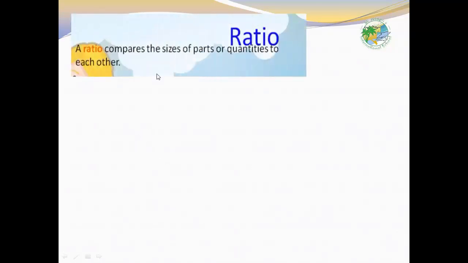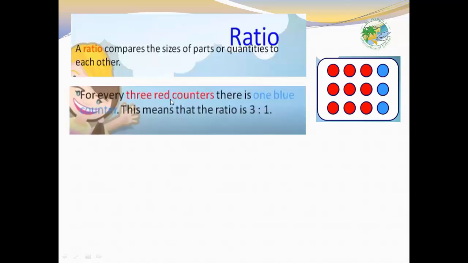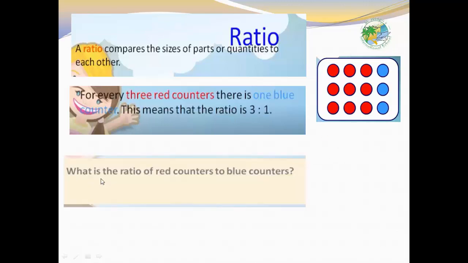Now, the ratio compares the sizes of parts or quantities to each other. How? Look at these figures. What do you observe? How many red balls? 9. How many blue balls? 3. For every 3 red counters, there is 1 blue counter. This means that the ratio is 3 to 1.